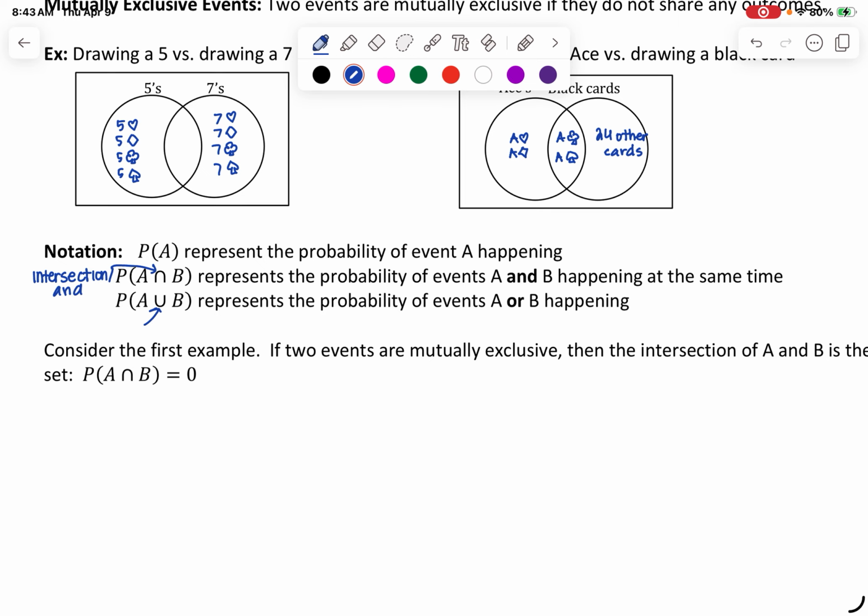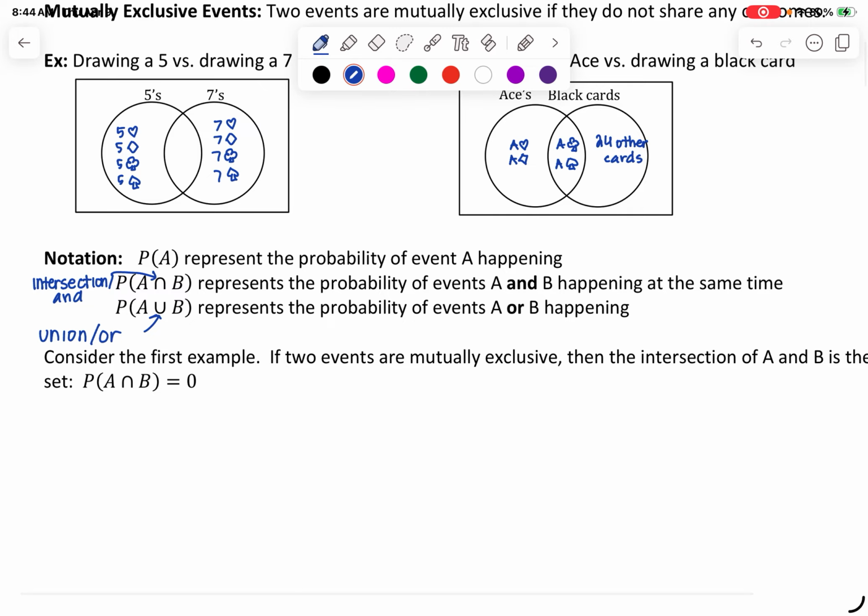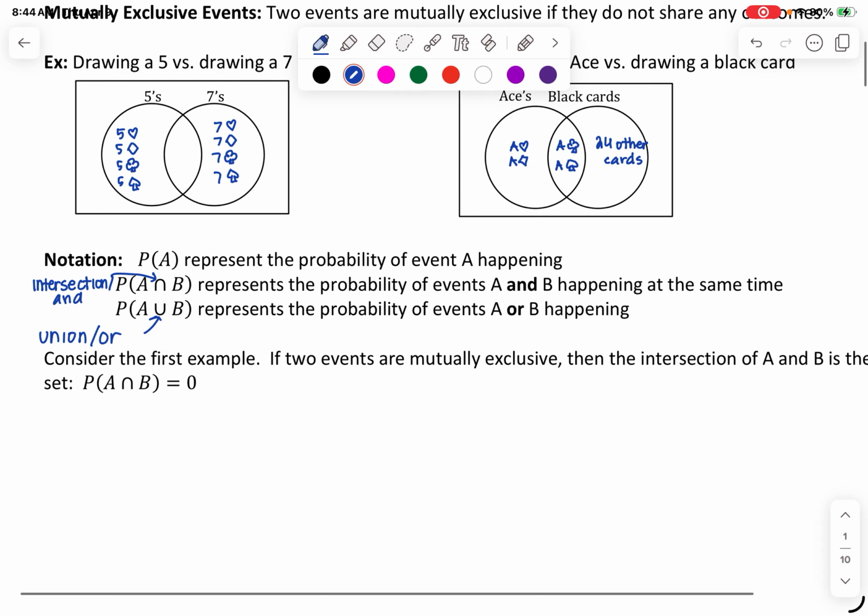This symbol right here, which we have seen before, is a union symbol. And that means or. So that's the probability of event A or B happening, okay? So once again, intersection is A and B happening, and I should emphasize that, happening at the same time. And the probability of A union B is the probability of events A or B happening, okay? Looking at our first example, if 2 events are mutually exclusive, then the intersection of A and B is the empty set. So this right here, there's nothing there, so it is the empty set, which we can write like that.